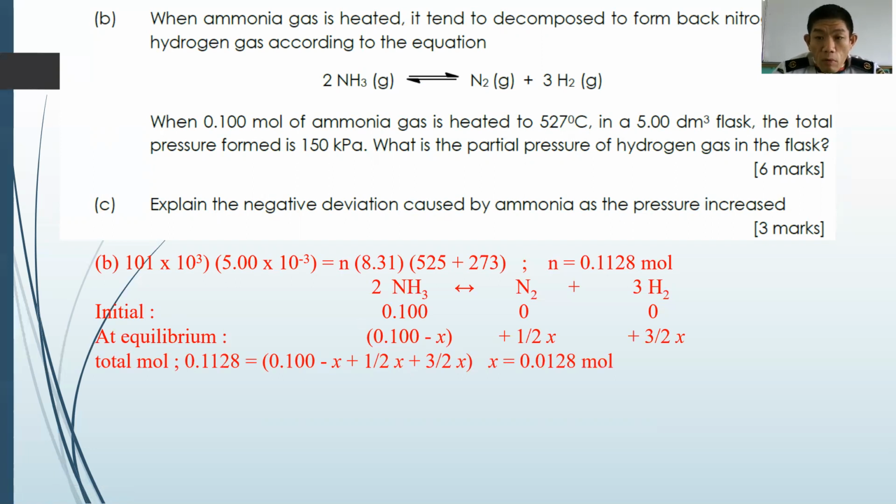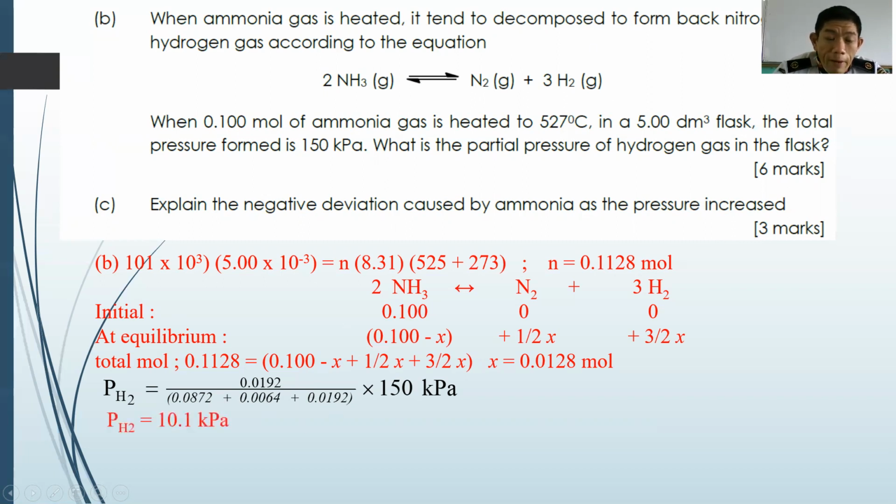Then you use it to calculate the moles of hydrogen. The moles of hydrogen formed is 0.0128 times 3 divided by 2, so you get 0.0192 mol. Then you take this as a fraction of the total moles of gases, multiply by 150 kPa. At the end, the partial pressure of the hydrogen is 10.1 kPa.